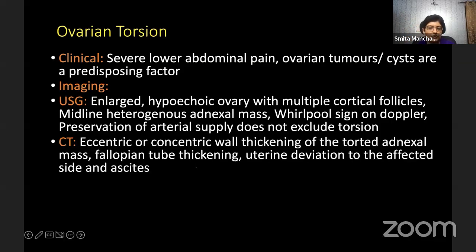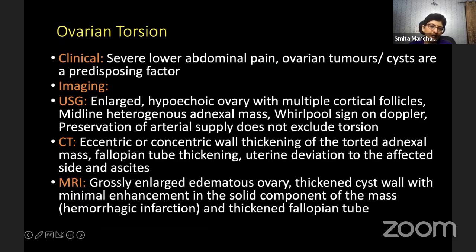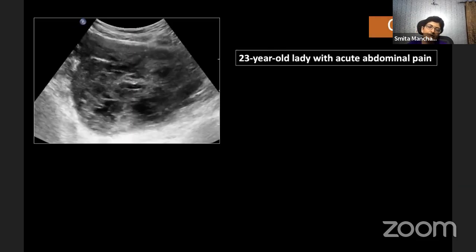On CT, it's the vascular pedicle that we need to identify, and the uterine deviation to the affected side, and ascites. Then MR, similar appearances. Okay. So a 23-year-old lady with acute abdominal pain. Now, what are you seeing?